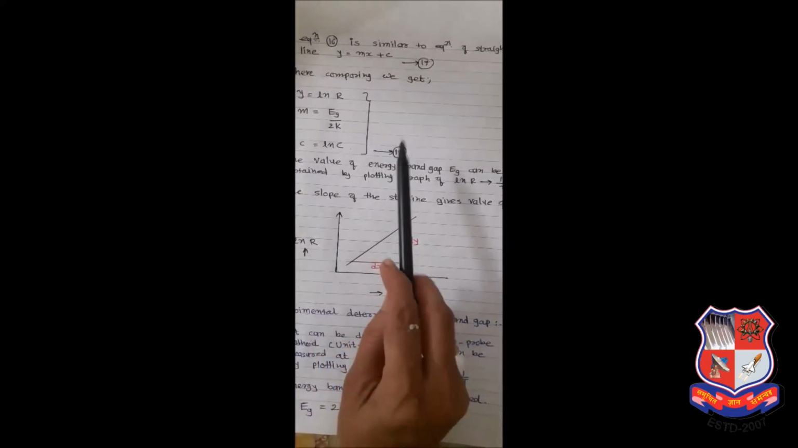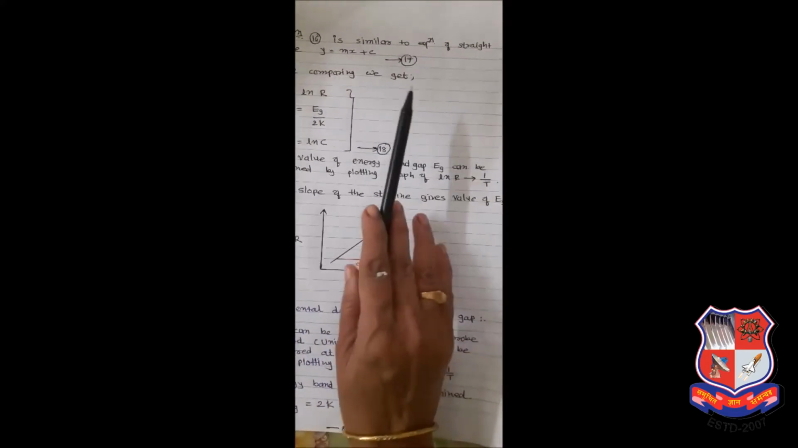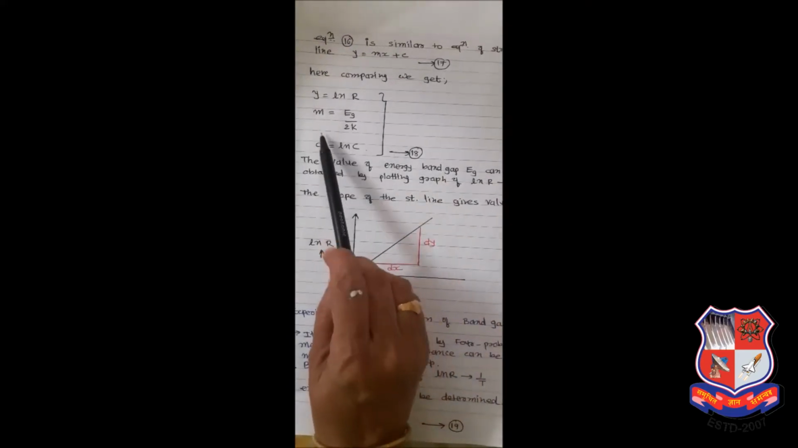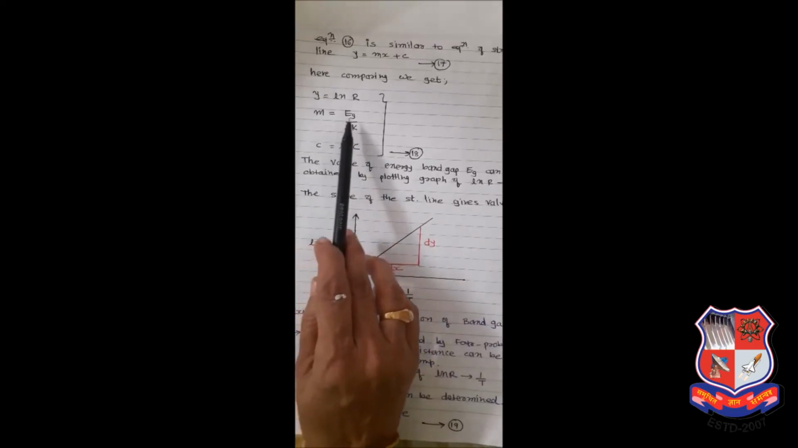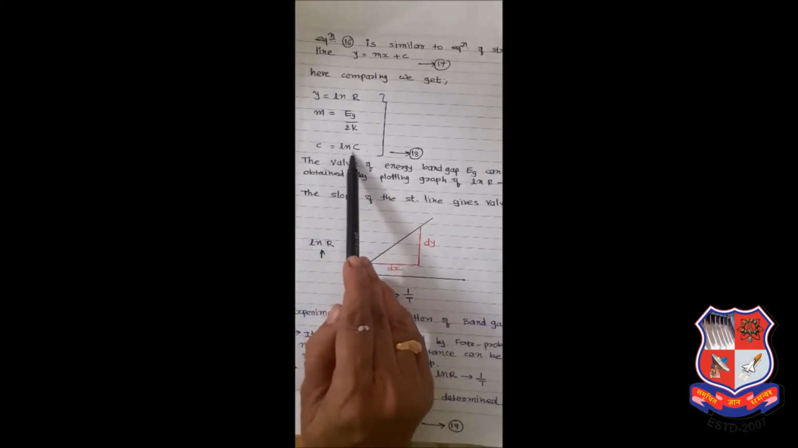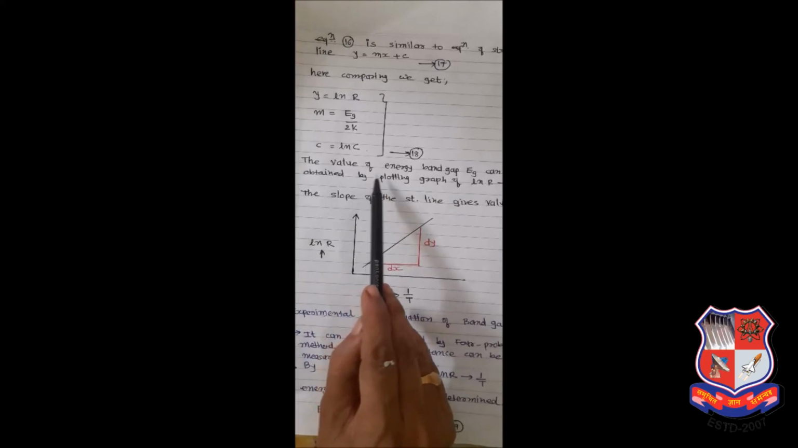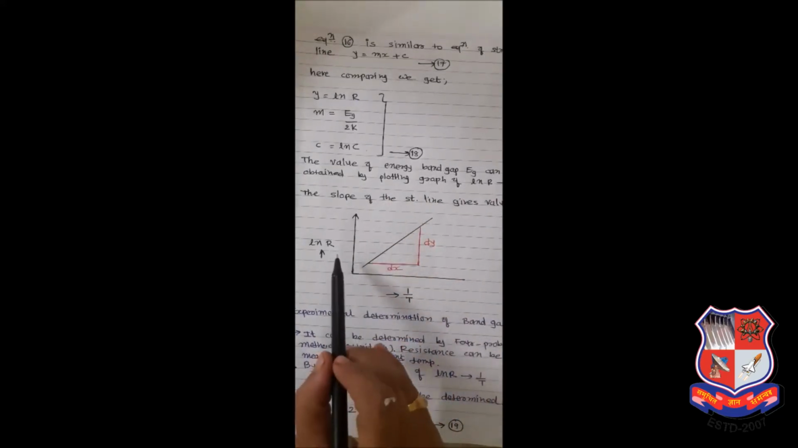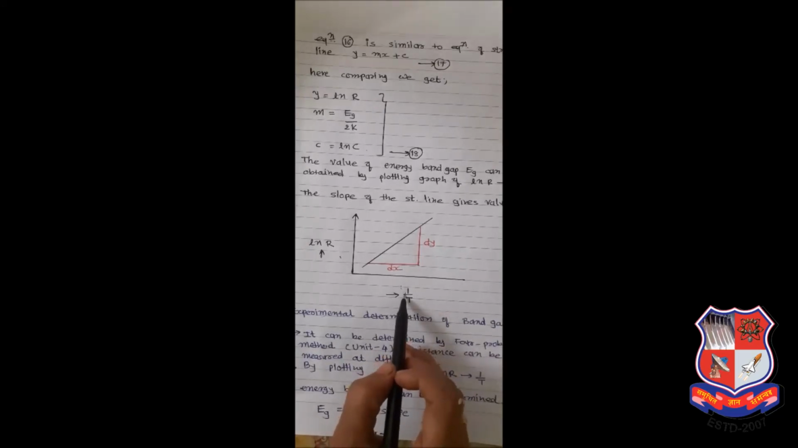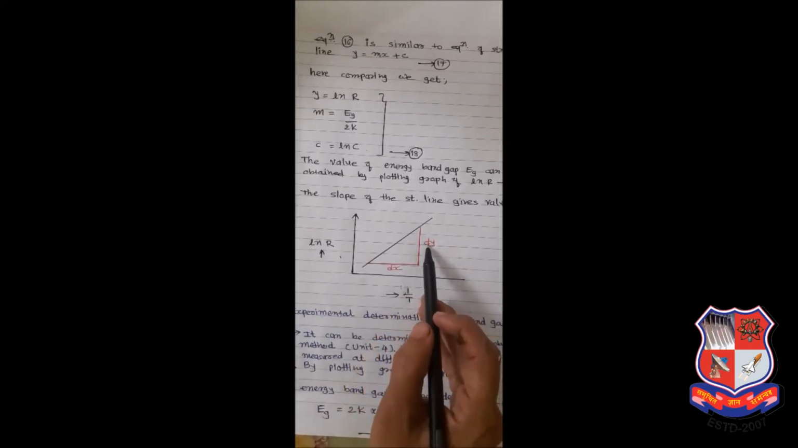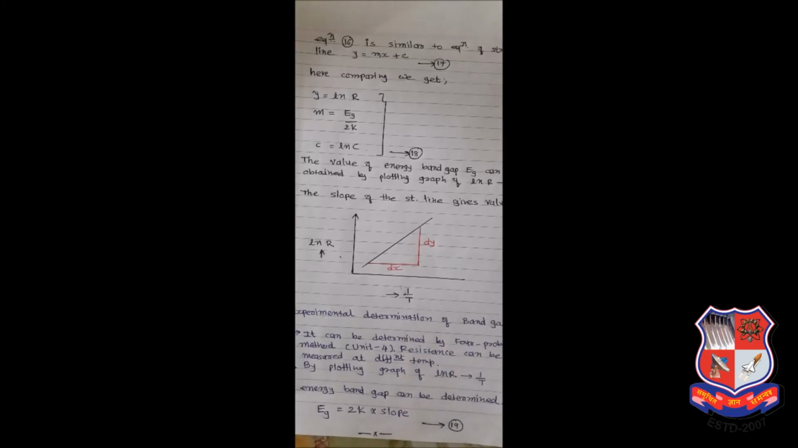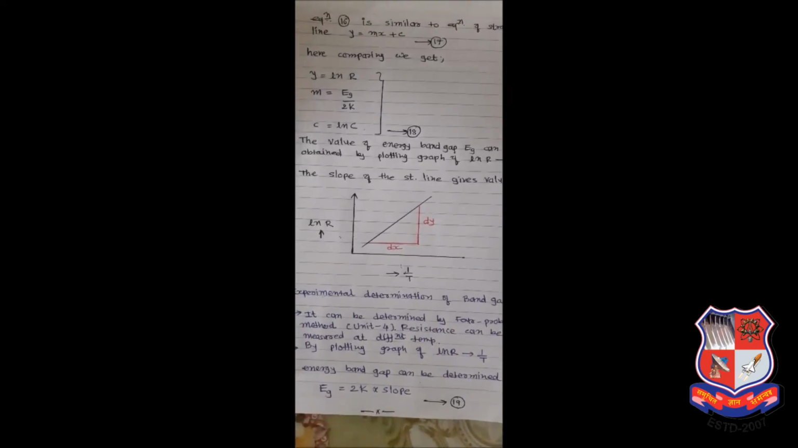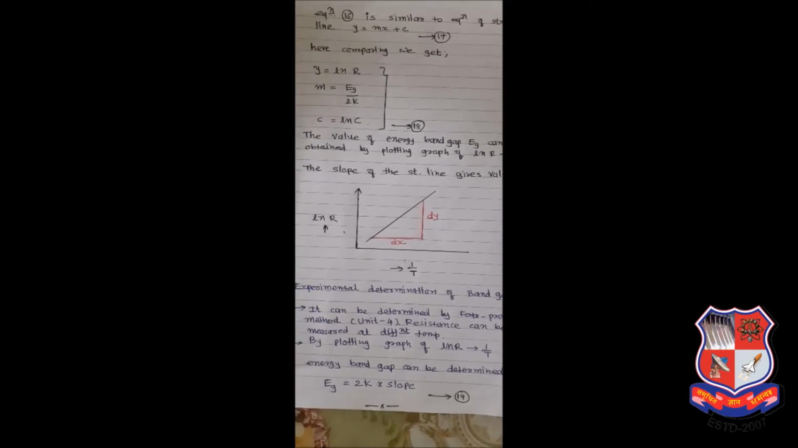So equation 16 you can compare with the equation of a straight line, that is y is equal to mx plus c, where y is equal to ln R, m is equal to Eg by 2k, and c is equal to ln C. So the value of the energy band gap can be determined by plotting the graph of ln R versus 1 by T. It will be a straight line. So the slope dy by dx can be obtained, and we can find out the energy band gap from this slope.